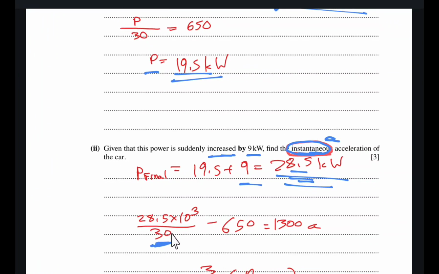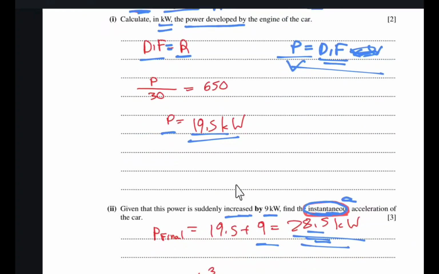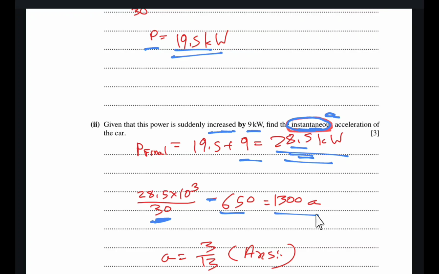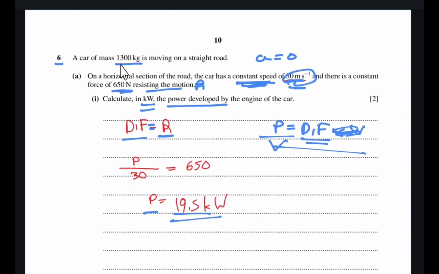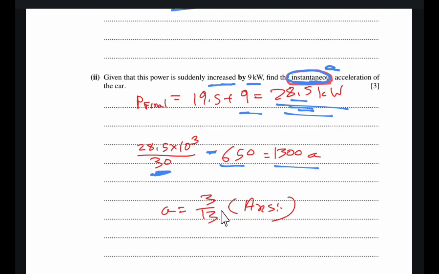So power by velocity is the driving force. The driving force minus the resistive force, that is 650, that is constant. 650 is the constant resistive force, which is equal to mass into acceleration. The mass is 1300 kg, so 1300 into acceleration, and the acceleration comes to be 3 by 13 meter per second square as our final answer.